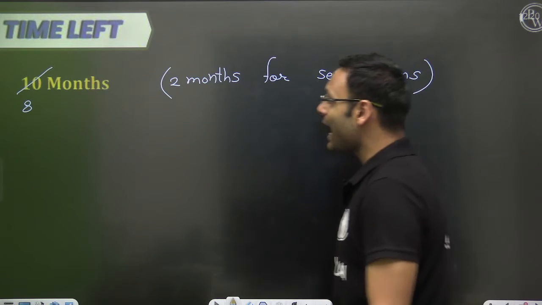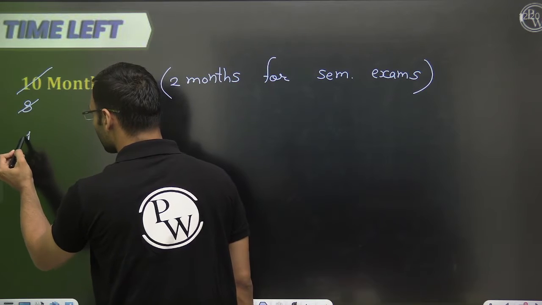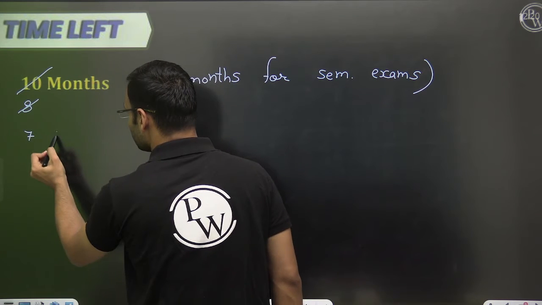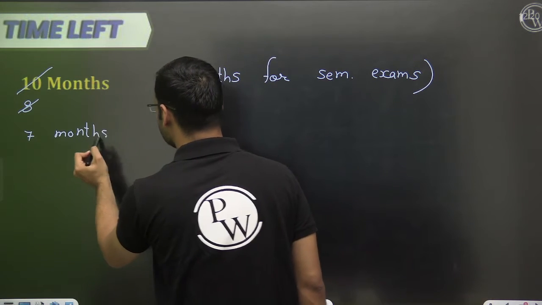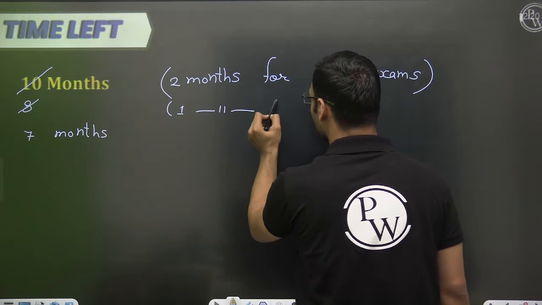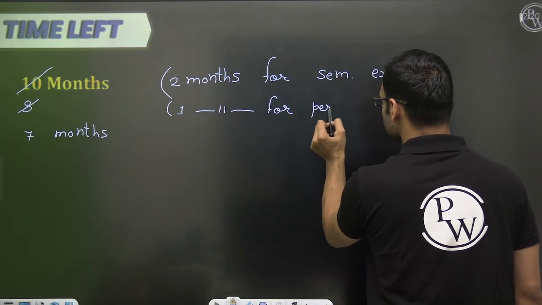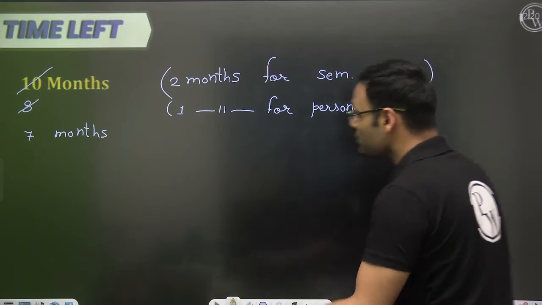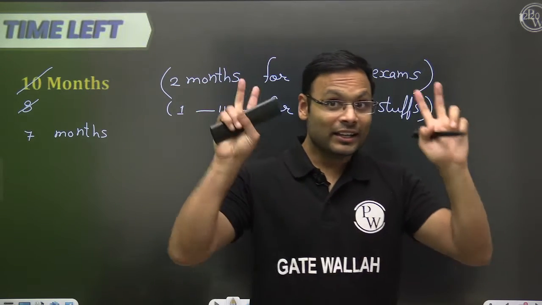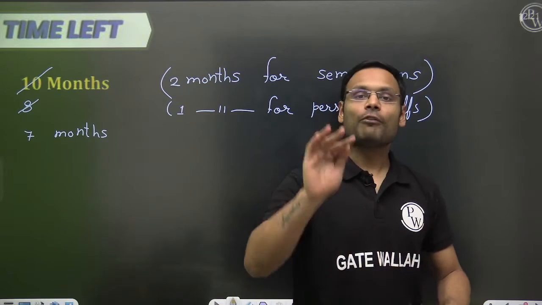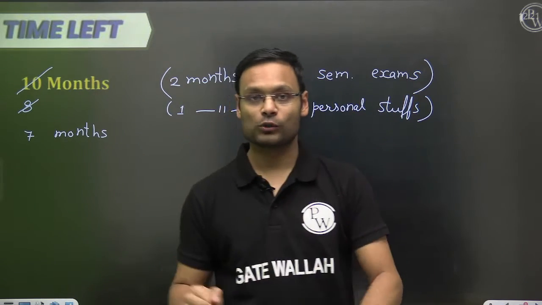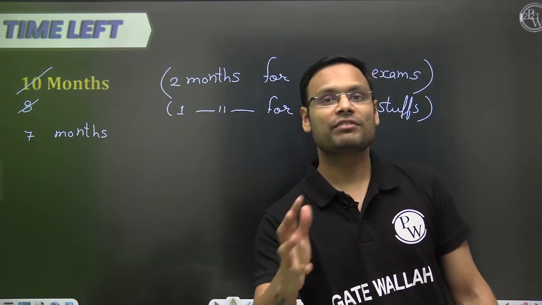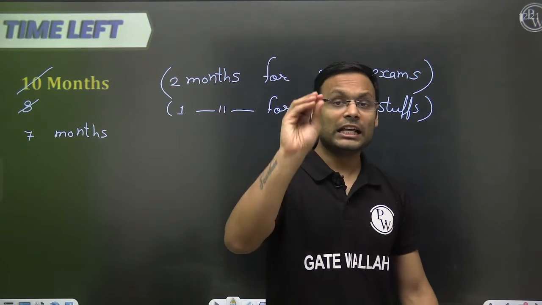Now from the 8 months, I am removing one more month. 7 months are remaining now. Why? Because 1 month is gone for your personal stuff. What are those personal things? You'll have your birthday, your parents' birthday, your siblings' birthday, your best friend's birthday. If you have that kind of best friend, of course you'll have to spend time on it. Festivals also: maybe there will be Eid, Diwali, Christmas, Holi, and many other festivals. Holi has already gone, but there will be festivals.